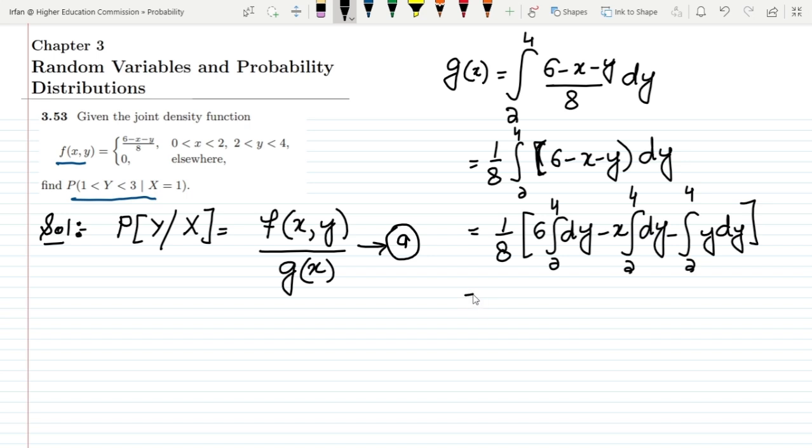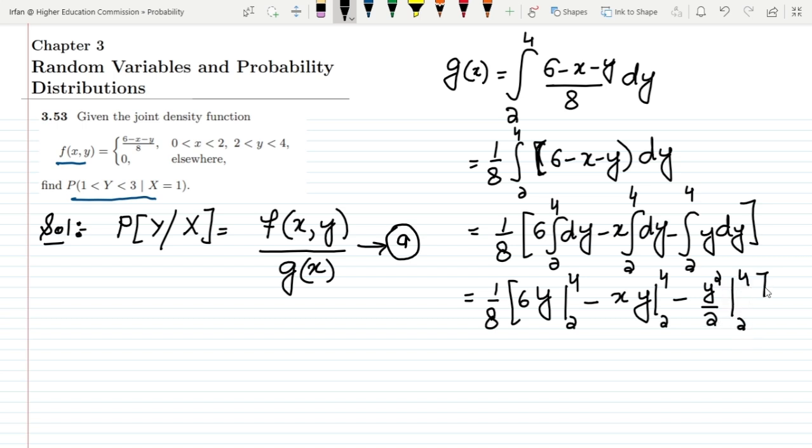Okay, so let me solve it, and it would be 1 by 8. Here we will get 4 minus 2, because here we will get y, so let me do it first. Here we will have y from 2 to 4 and minus x, and here again y from 2 to 4, and here we will have y square divided by 2, from 2 to 4. Okay, let me put these values, and here we will get 1 by 8, and here 4 minus 2, 4 minus 2 is 2, and 2 multiplied by 6 is 12.